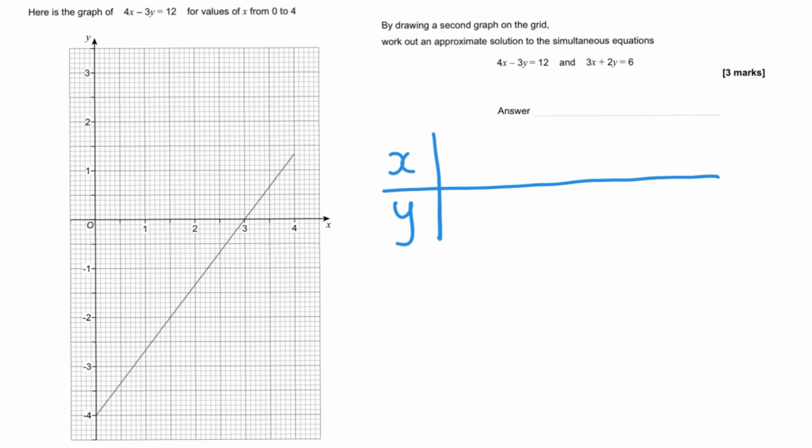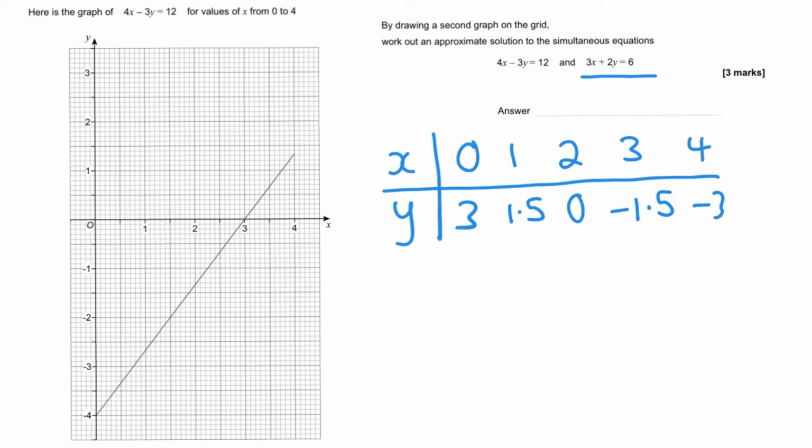So let's start there. So for this equation here, 3x plus 2y equals 6. When x equals 0, y equals 3. When x equals 1, y equals 1.5. When x equals 2, y equals 0. When x equals 3, y equals minus 1.5. When x equals 4, y equals minus 3.